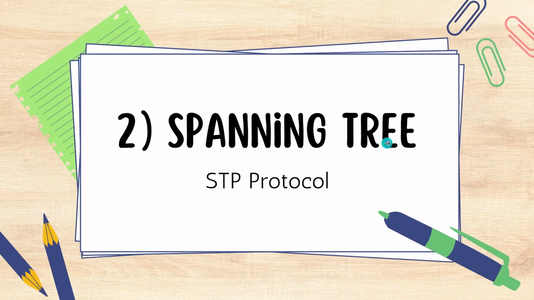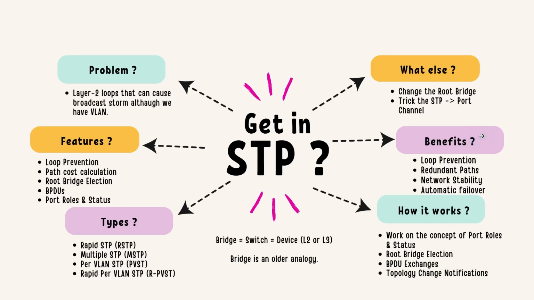Now we'll quickly go through the Spanning Tree Protocol, STP. So what is the problem? For STP in our network at layer 2, we have layer 2 loops that can even cause broadcast storms and all that stuff, even though we have VLANs, right? That can be possible. So to avoid that, we have STP.